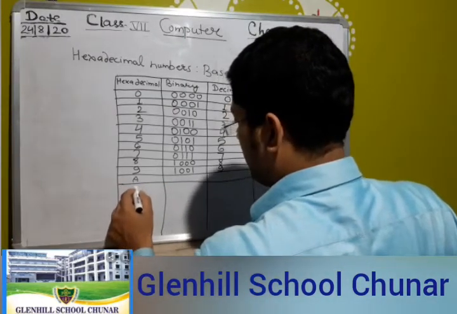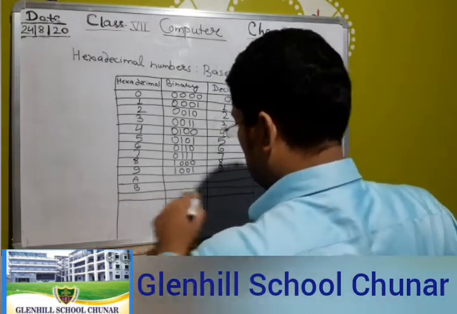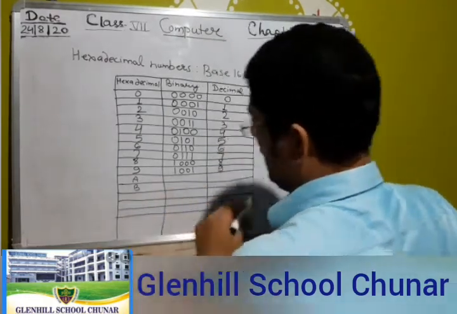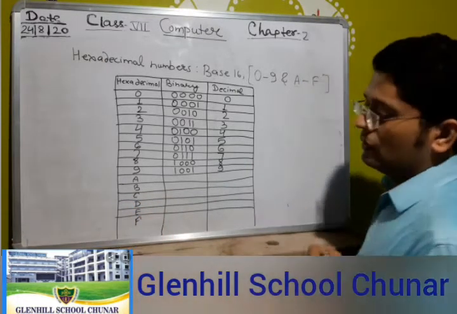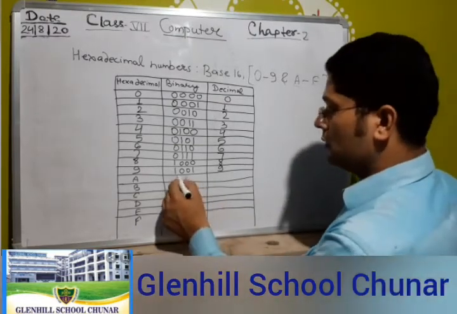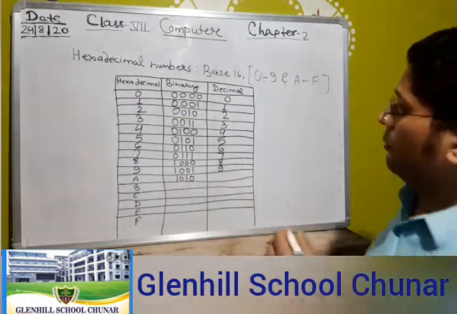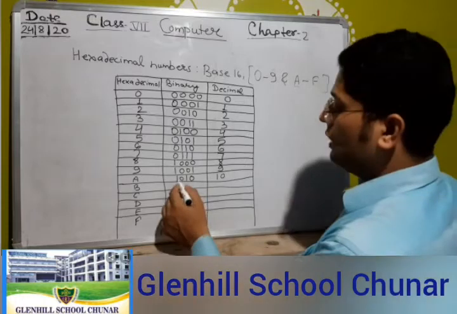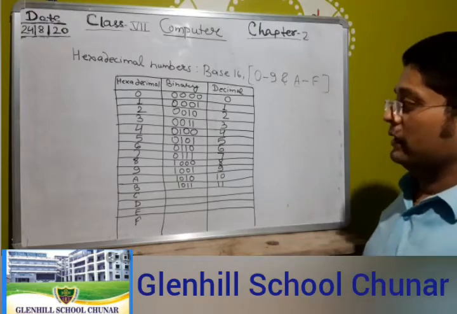A, B, C, D, E, F. So A means 10. Okay, so that's 1010 and the decimal number 10. And B is 1011 and that's 11 in decimal.